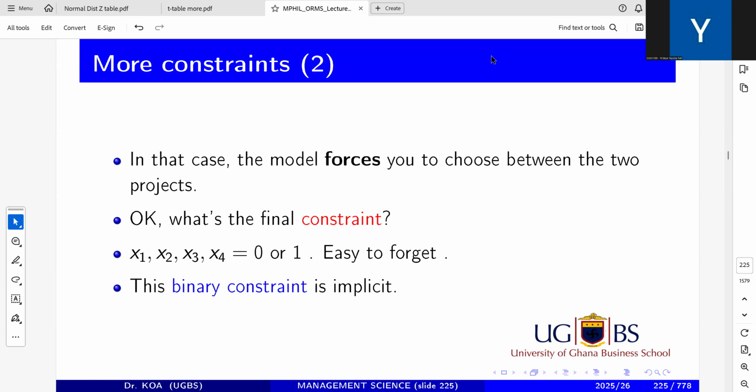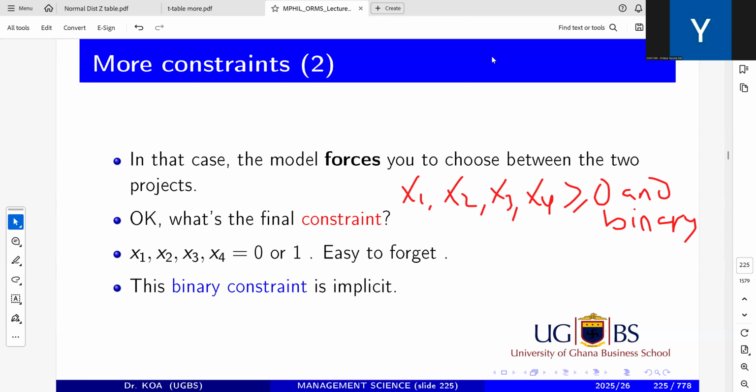Oh, okay. I didn't write it, but you have to write it. You have to write greater or equal to 0 before you add this. Or if you don't want to get confused, you can write x1, x2, x3, x4 greater or equal to 0, then add and binary. So when you do that and binary, what you're saying is that each one of them has the option of being there or not being there.